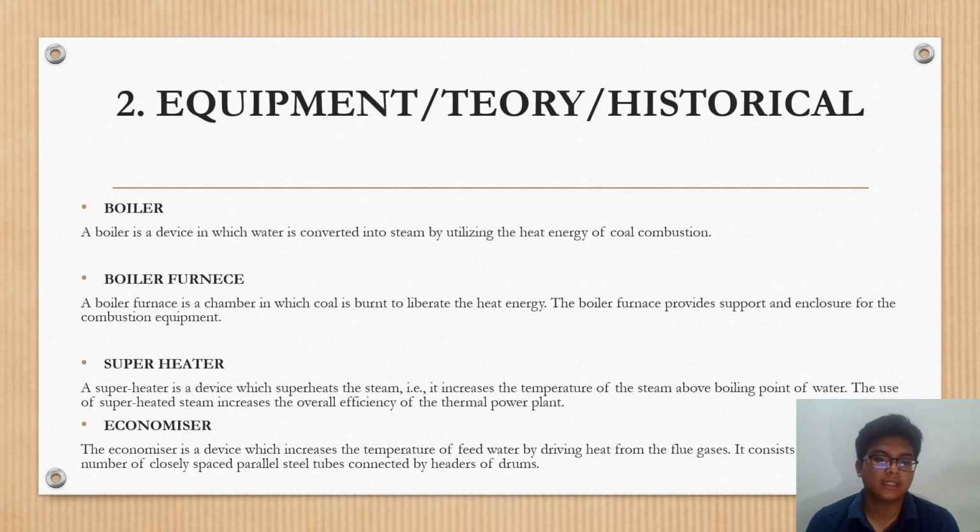The fourth is the economiser. The economiser is a device which increases the temperature of feed water by deriving heat from the flue gas. It consists of a large number of closely spaced parallel steel tubes connected by header and drum.